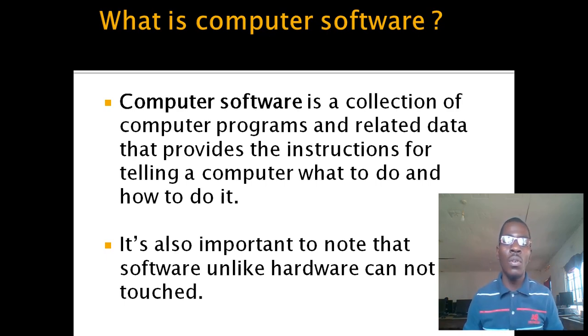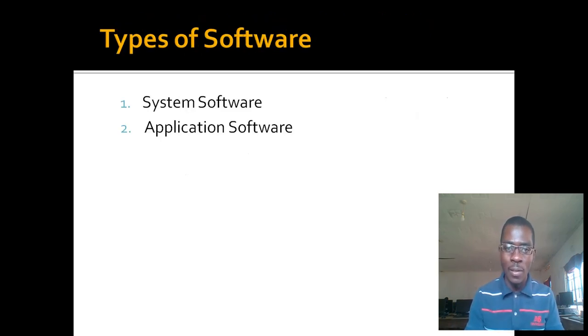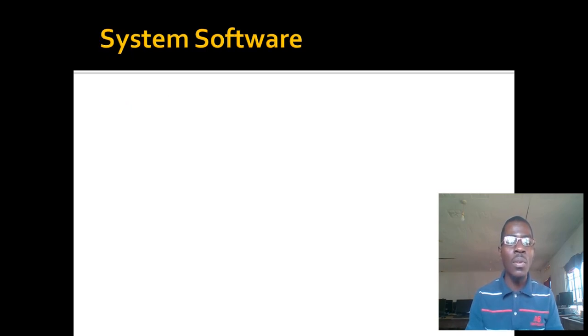And what you have to know is that computer software cannot be touched, unlike the hardware. It is intangible, you cannot touch it. We have some types of computer software, whereby we have system software and application software. System software is software that helps to maintain and run the hardware of the computer, and it gives a platform for the application software to run.